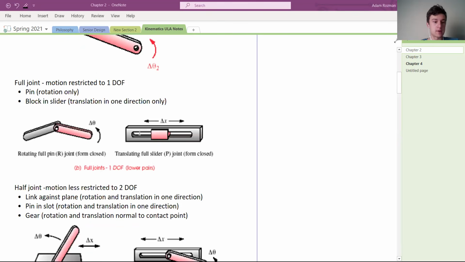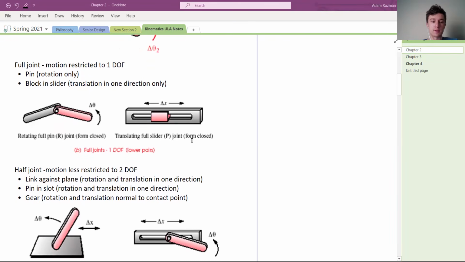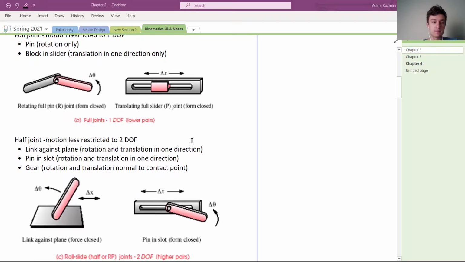However, if you redraw the slider, like if it's at a 45-degree angle, you would still say it only has 1 degree of freedom. You wouldn't classify it as X and Y. You would just classify it as the direction parallel to the slider. So you have to think in terms of moving reference frames a lot of the time.